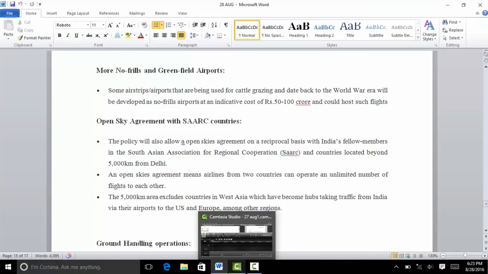The scheme is extended to SAARC countries, and also to those countries which are more than 5,000 kilometers away from India, which would exclude the Gulf and most parts of the EU. So basically Western Europe and the US. So that's another point.